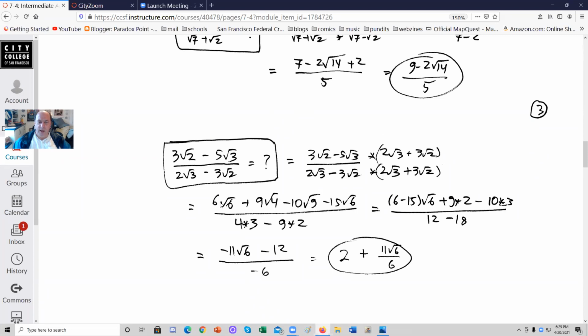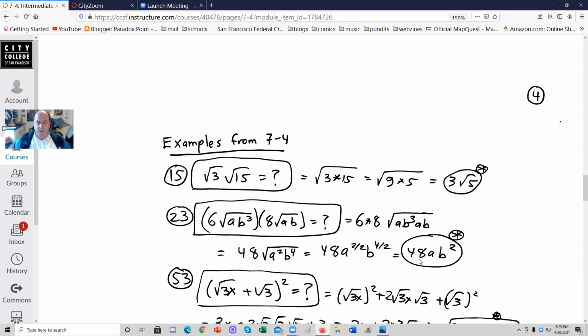Now, 6 root 6 minus 15 root 6, we'll put them together, minus 9 root 6. 9 root 4 is just 9 times 2. 10 root 9 is 10 times 3. 4 times 3 minus 9 times 2 is 12 minus 18. So here, minus 11 root 6, and this is plus 18 minus 30, which comes to minus 12. So minus 11 root 6 minus 12 over minus 6. Cancel the minuses. 12 over 6 is 2, plus 11 root 6 over 6. There we are. Okay, more examples.